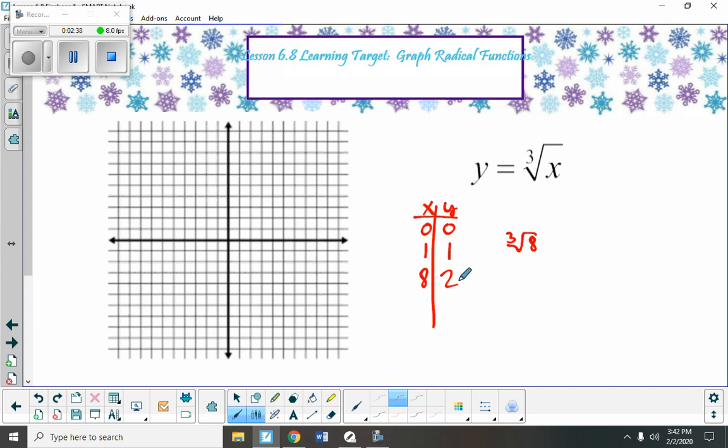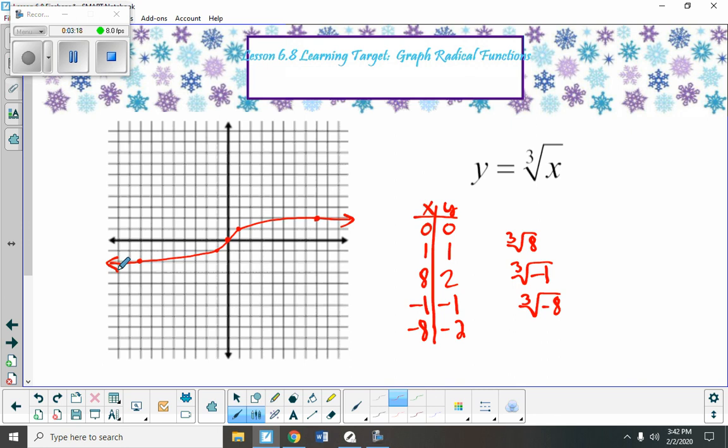Now, we can take the cube roots of negatives. Like if we plugged in a negative 1, the cube root of negative 1 is negative 1. If we plugged in a negative 8, the cube root of negative 8 is negative 2. So let's go ahead and graph those points: (0, 0), (1, 1), (8, 2), (-1, -1), and (-8, -2). So this is the shape that we get with a cube root graph, kind of a flat S shape.